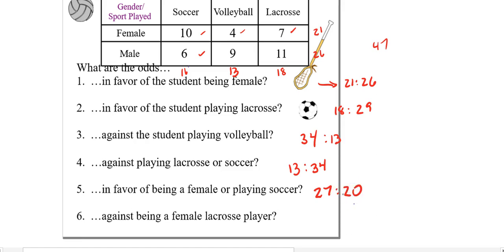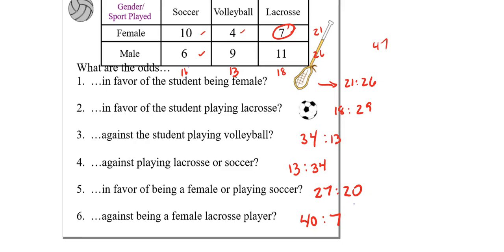Against being a female lacrosse player. So here's the female lacrosse players. So that's going to go on bottom compared to everyone else, 40 to 7. So when you're doing odds, just remember to put the favorable outcomes on either the top or the bottom, depending on whether you're doing in favor of or against. So we're not doing a total this time.